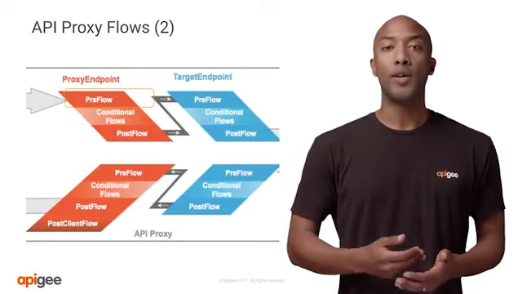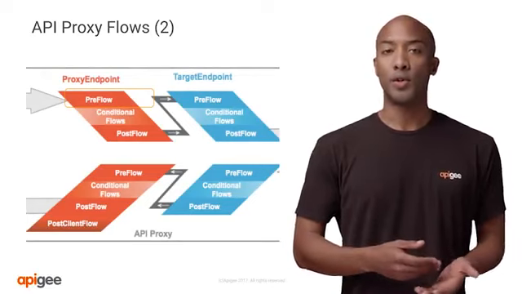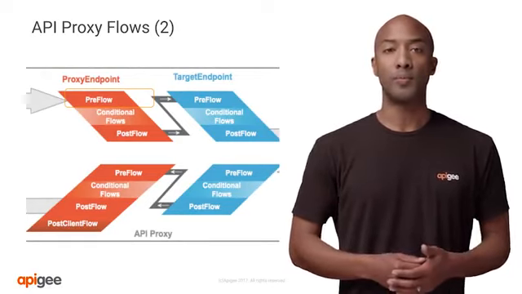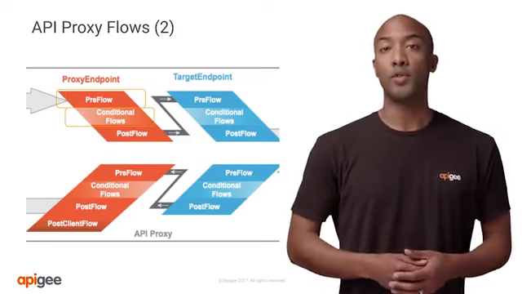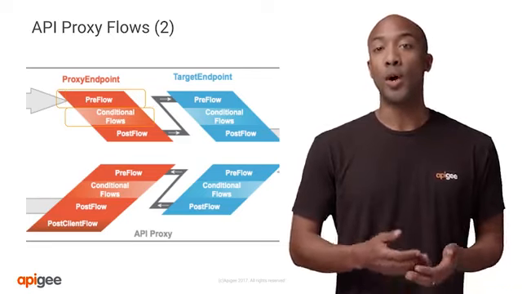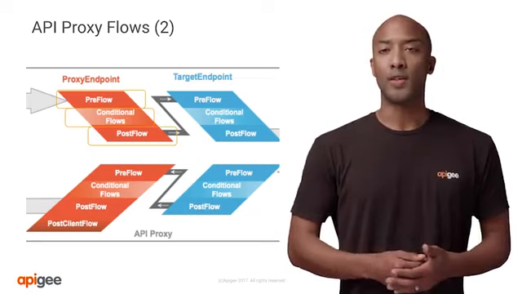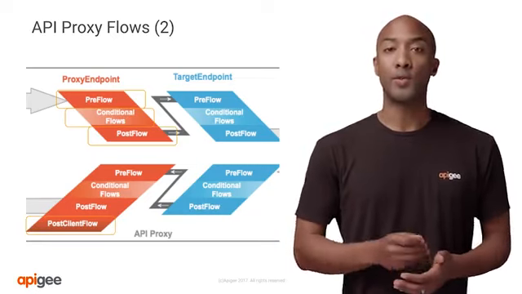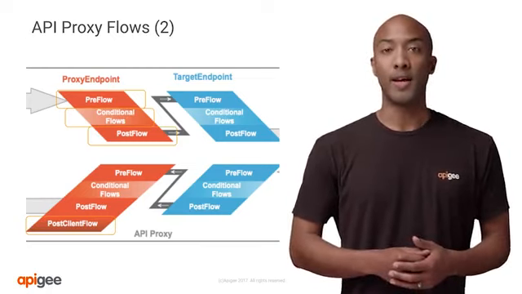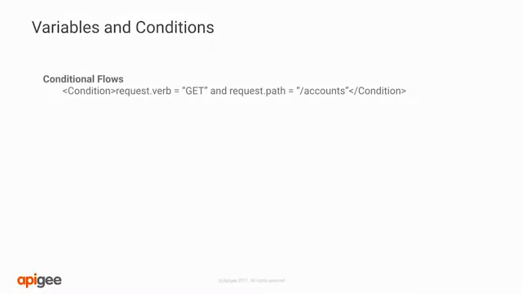The preflow always executes before any conditional flow. Include common policies for security and traffic mediation here. You can have 0 or more conditional flows, which typically represent requests like get accounts or post carts. The postflow always executes after any conditional flow. The postclientflow executes after the response is sent to the client and is used to log messages to your logging server. I mentioned earlier that a proxy could have 0 or more conditional flows.